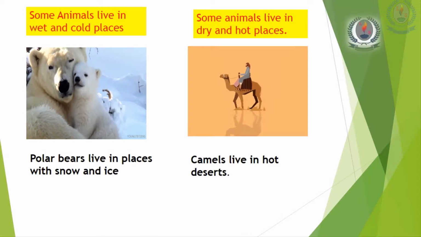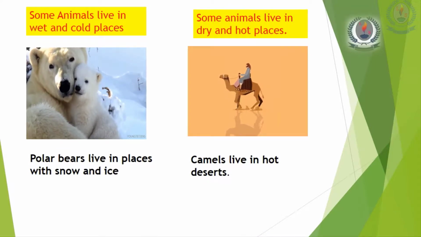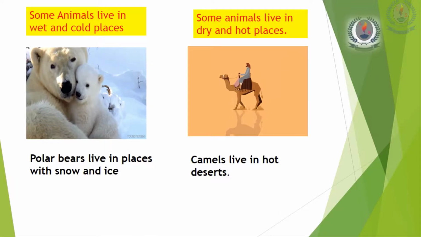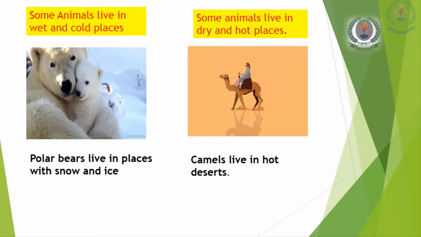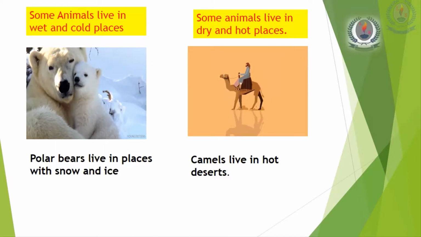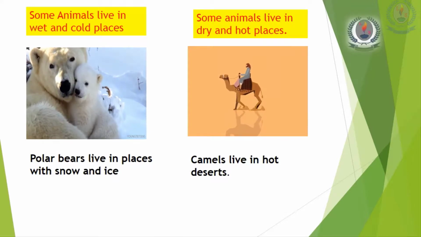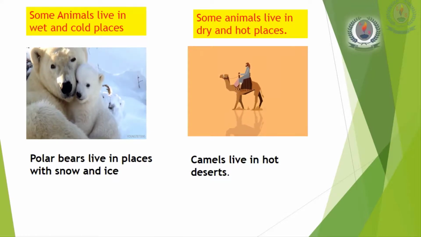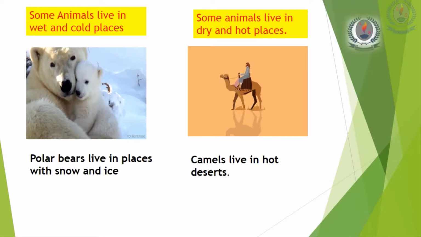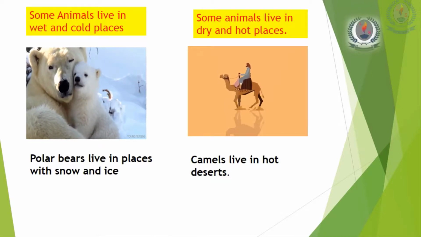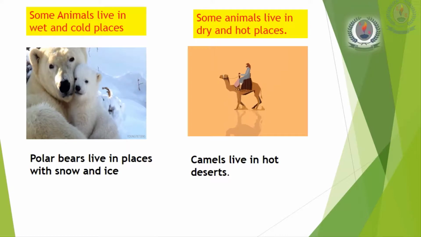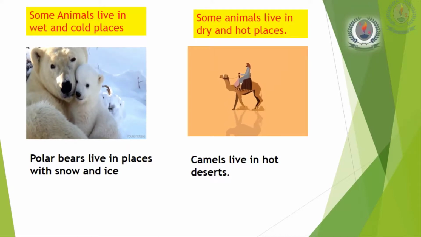Some animals live in wet and cold places. Children, there are so many animals that live in wet and cold places. In this picture, you can see a polar bear. Polar bears live in places with snow and ice. So children, you should find out the animals who live in wet and cold places.